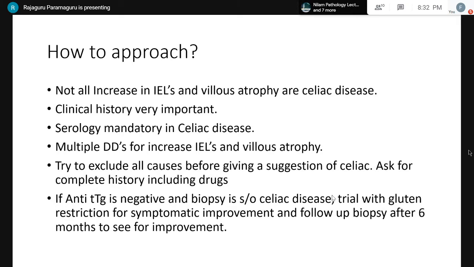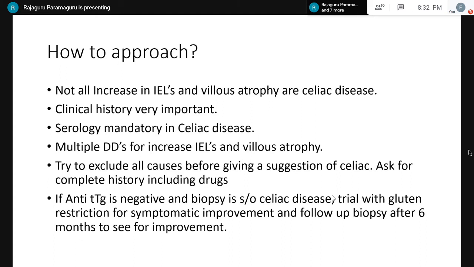Like, you know, travel history to places where tropical sprue is endemic, and then you have to ask for anything stasis related, like if the patient is having something like a stricture which might result in problems with the motility, and then there might be bacterial overgrowth syndromes which can also cause villus atrophy and increased intraepithelial lymphocytes. And history of drugs is also very important. So if anti-tissue transglutaminase is negative and the biopsy is suggestive of celiac disease, the clinician can always put the patient on a trial of gluten restriction and see for improvement after 6 months.